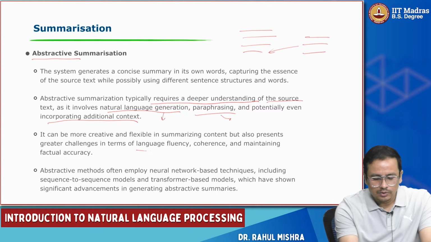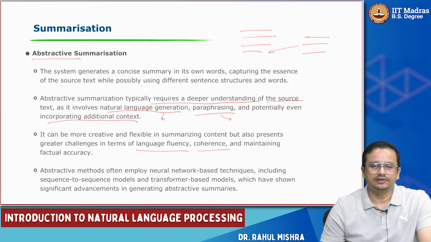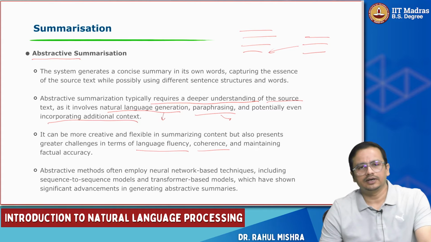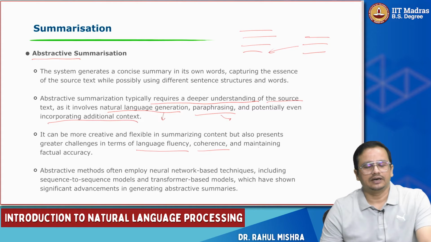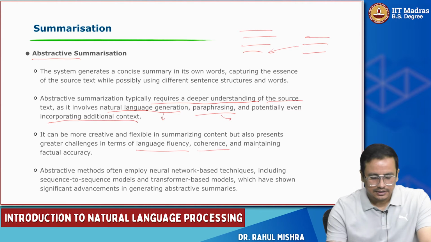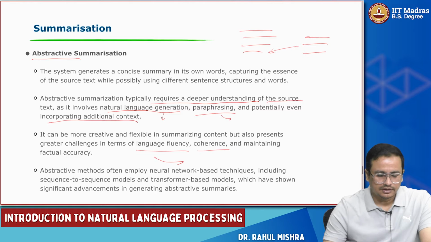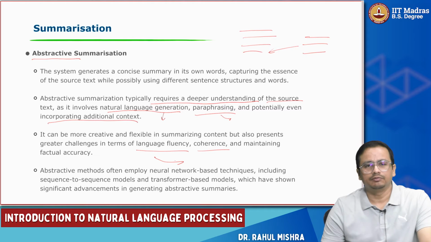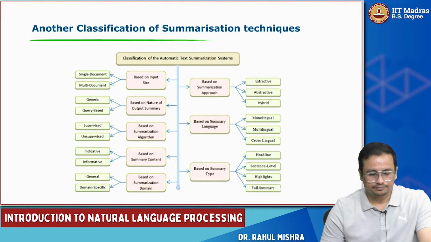Another thing is language fluency and coherence, that we have discussed, that is also super important. If you are generating a summary and you're not getting well-formed English, then it's futile, right? So it's not worth it, right? So all these things we need to cater to when we are doing abstractive summarization.